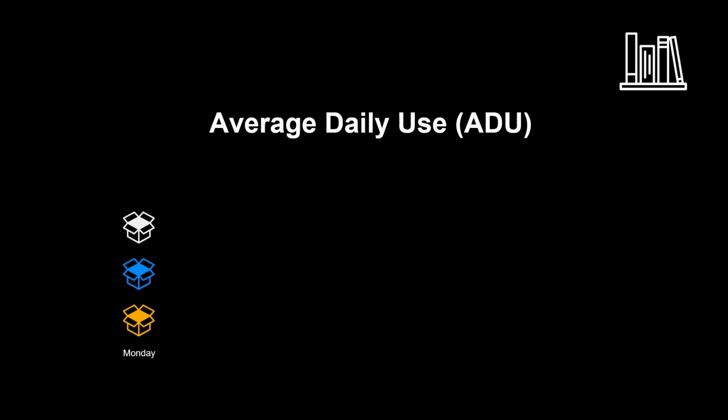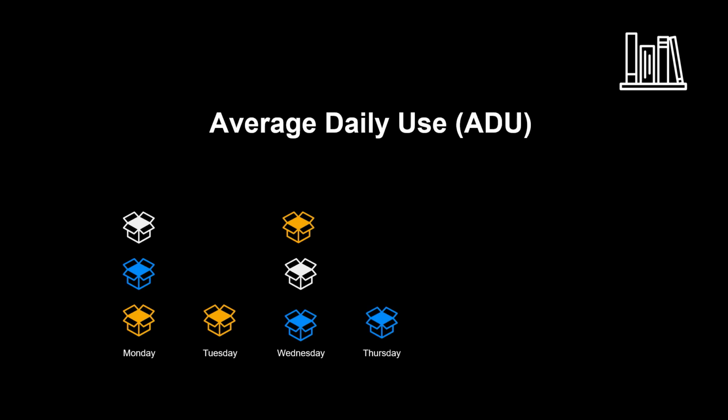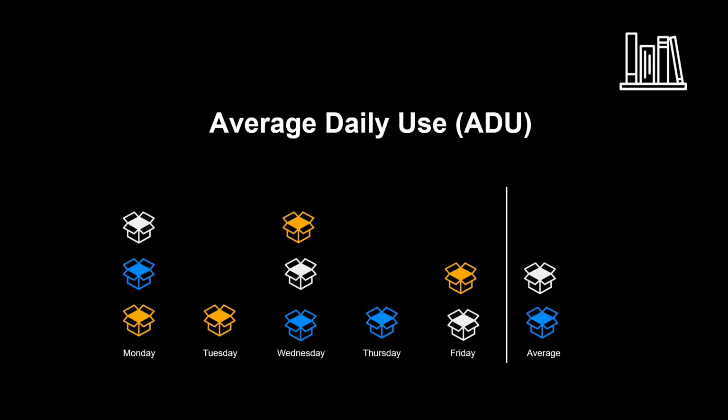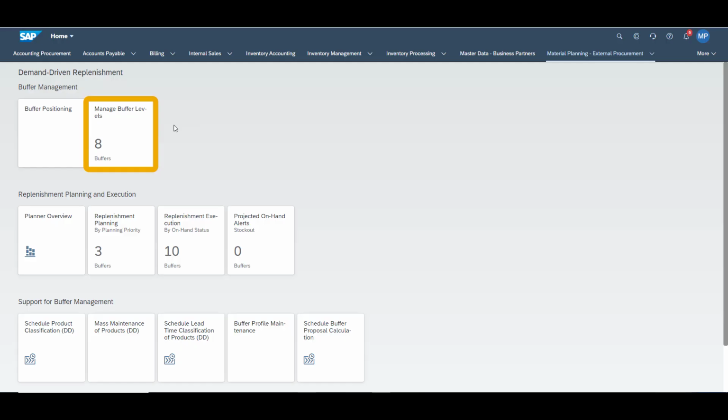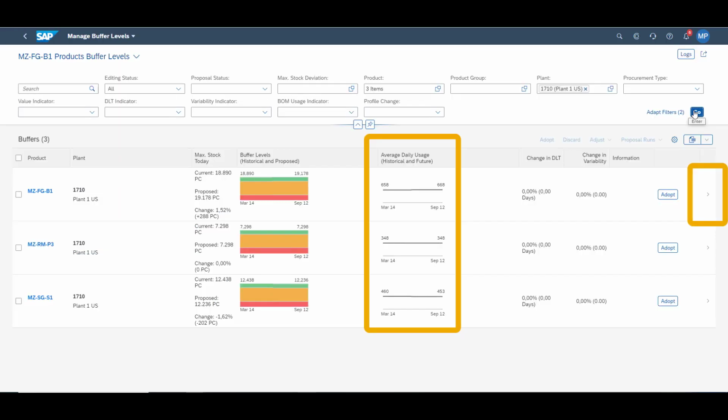Average daily use, also known as ADU, is an estimation of the daily usage of a part number. In our simple example, you see a consumption of 10 pieces over a period of 5 days, giving us an ADU of 2. To see average daily use in the system, we can enter the Manage Buffer Levels tile. All three materials subjected to demand-driven MRP are shown, and one of the information sets is the average daily usage.